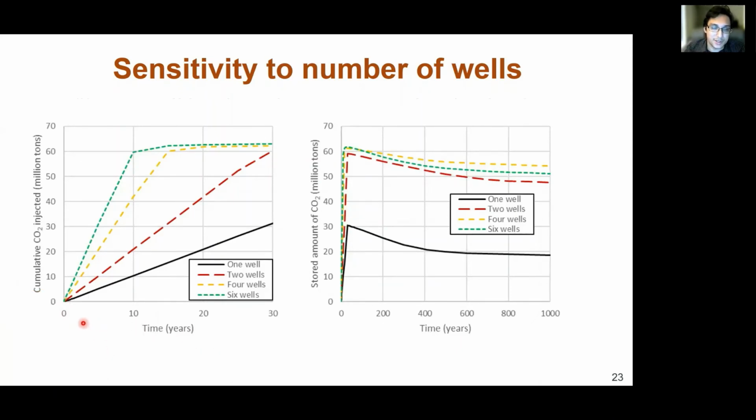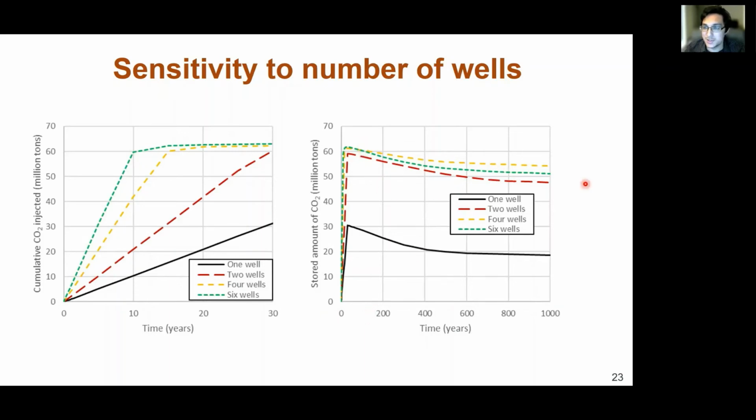Here we have a plot of the cumulative injected CO2 over the 30-year period that we injected. And here we have a plot of what I would call the effective amount of CO2 that has been stored. So basically, the CO2 stored under the cap rock minus the CO2 that has migrated.